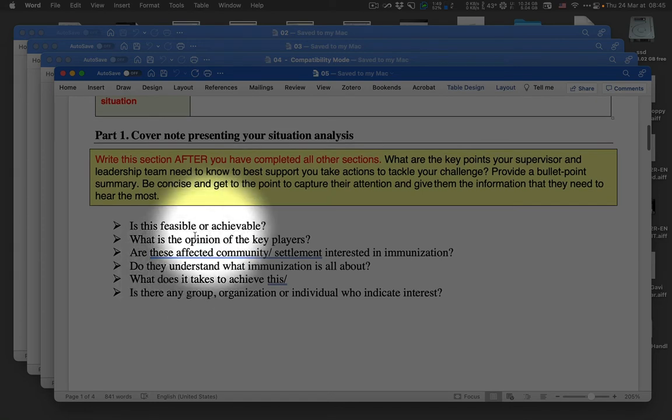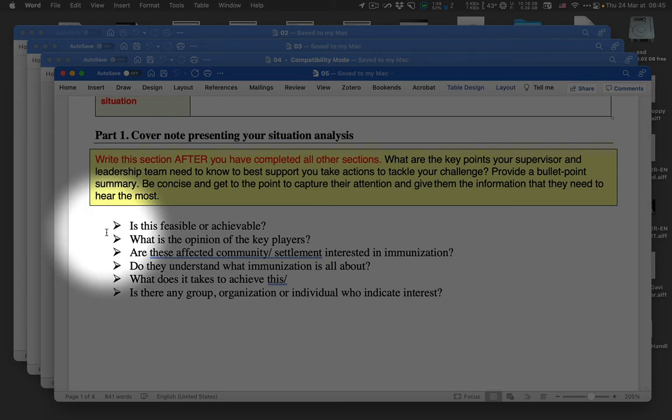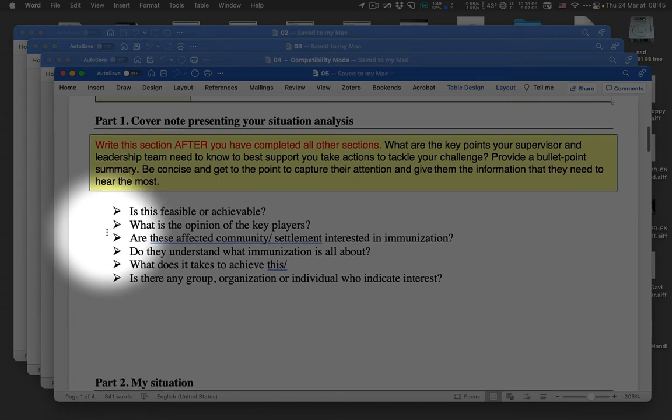These look like, so the cover note is an actual message. Dear supervisor, dear director, Mr. Director, Sir, Madam, here's the situation. Here's what I found. Here are my sources of data. One or two sentences for each point.